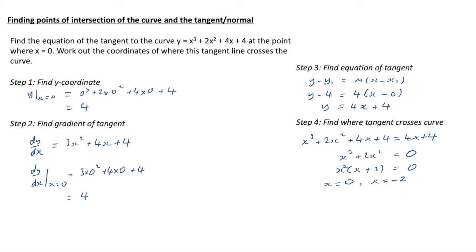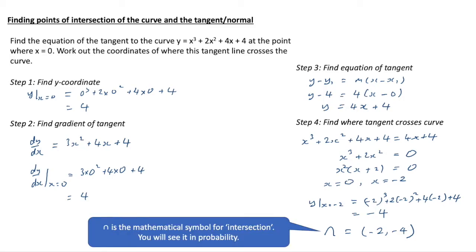So we want the coordinates of that, so we then have to put that back into the equation. So y when x is equal to minus 2 is going to be minus 2 cubed plus 2 times minus 2 squared plus 4 times minus 2 plus 4. And you can work that out or put it into your calculator, and that gives us minus 4. And so the intersection point is minus 2, minus 4. That smooth N-type symbol is the mathematical symbol for intersection. You may have come across it in probability, but I'm using it here to mean the intersection of the line and the curve. And we can see a picture of that.